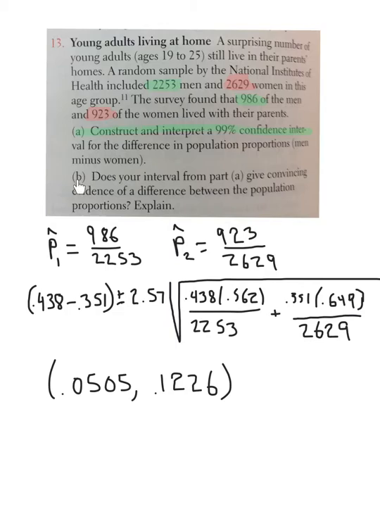Letter B. What does this tell us? Does your interval from part A give convincing evidence of difference between population proportions? Explain. Yes, it does. It tells us that there is a difference between them because 0 is not in our interval. It's not contained in the interval. So that tells us that the two proportions are going to be different. Okay, that's that.